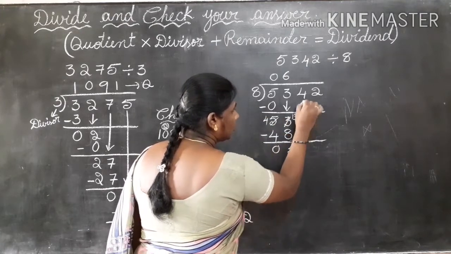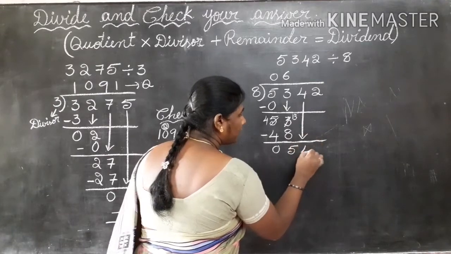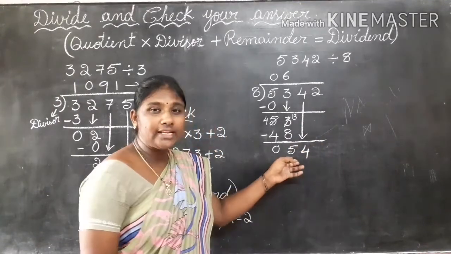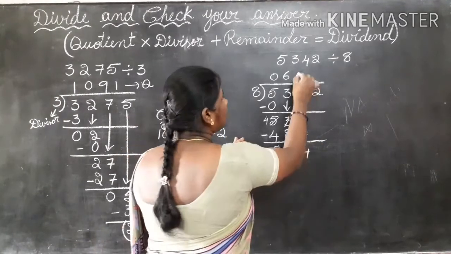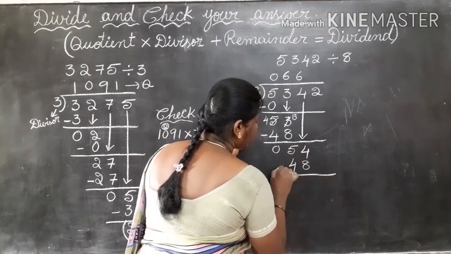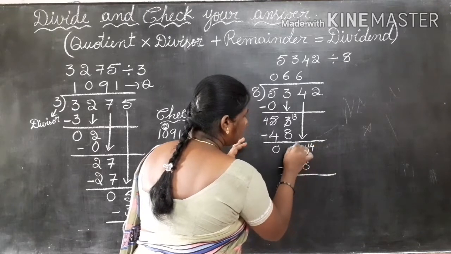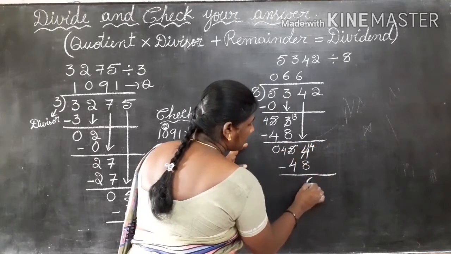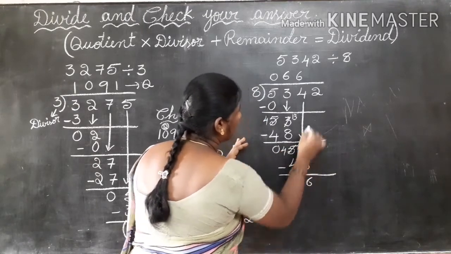4 minus 4, 0. Next we have to take this 4 here. Again same. 8 sevens are 56, so here also we have to take 8 sixes are 48. Same, 14. Here 4. 14 minus 8, 6. 4 minus 4, 0.